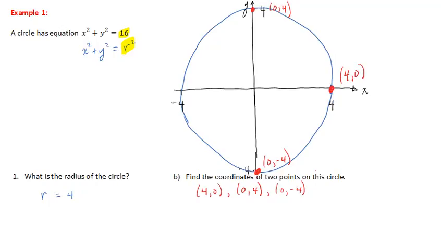Another point on this circle. There's 3 of them named so far. Can you name a 4th one? Shout it out. Negative 4, 0. Good job. Negative 4, 0 would be over here.